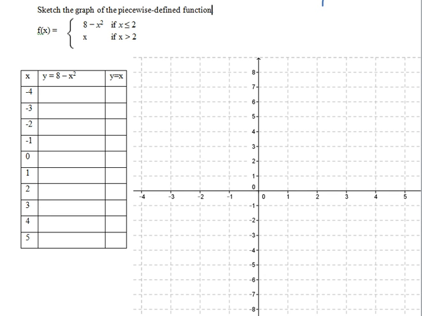So when x equals -4, we're going to use the first definition, y equals 8 minus x squared, since -4 is less than or equal to 2. And so we get 8 minus -4 squared equals -8. So our first point is -4, -8. Second point, -3, will give us 8 minus -3 squared, which is 8 minus 9, or -1.